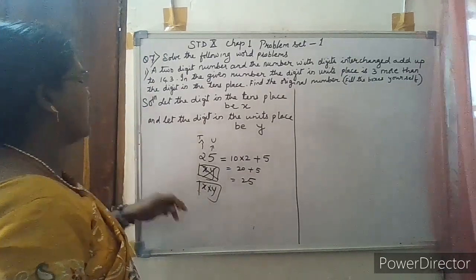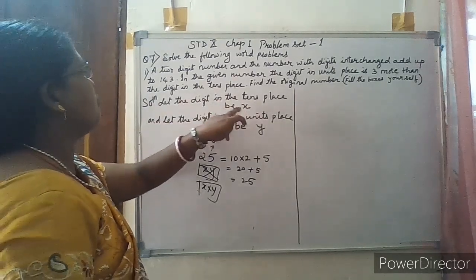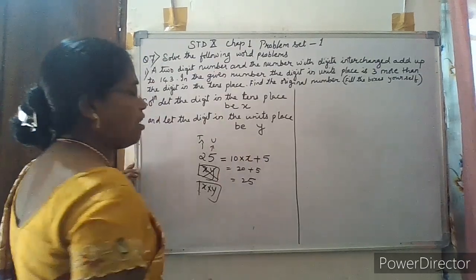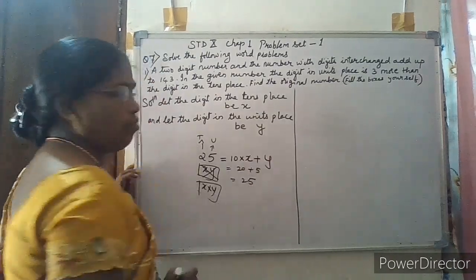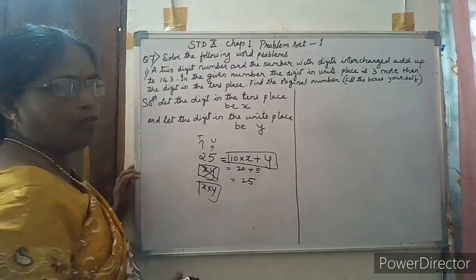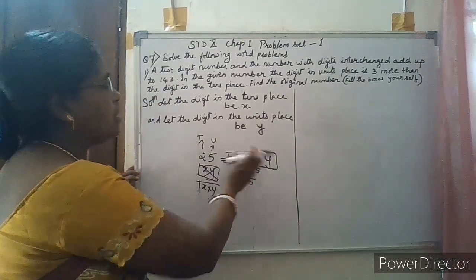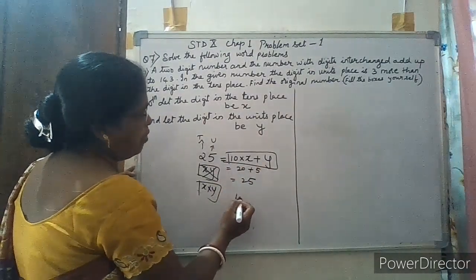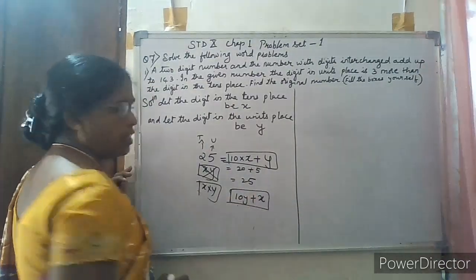In the same manner, now I have taken the tens place digit as x and the units place digit as y. So in place of 2, the tens place digit is x, and the units place digit is y. So we write it this way, 10x plus y. This is the original number. Now if the digits are interchanged, then it will be 10y plus x.